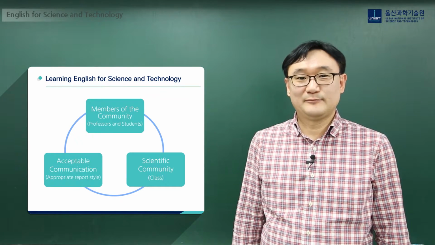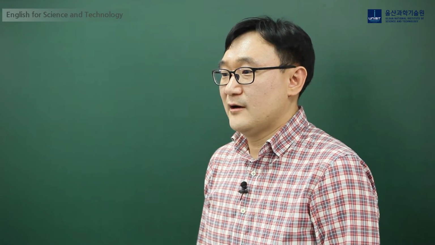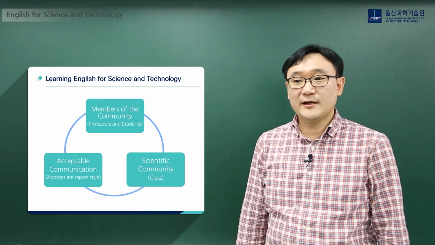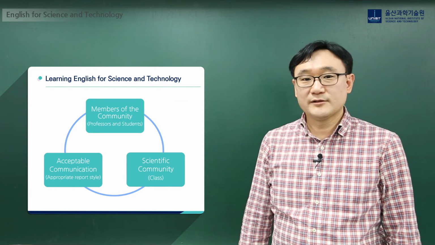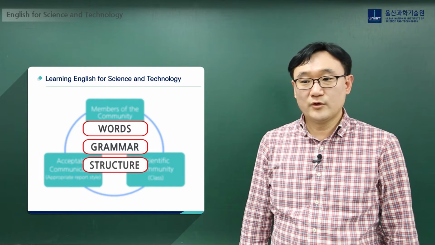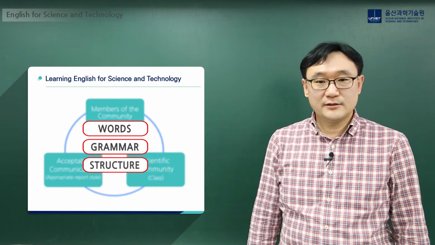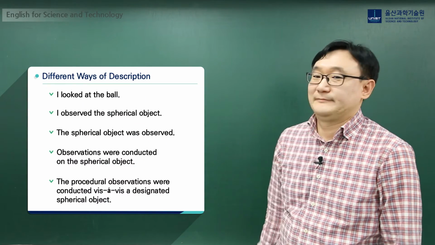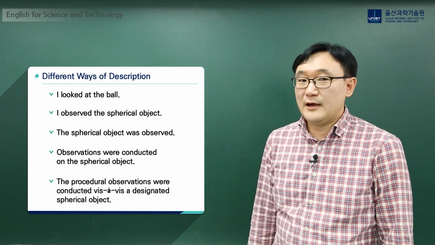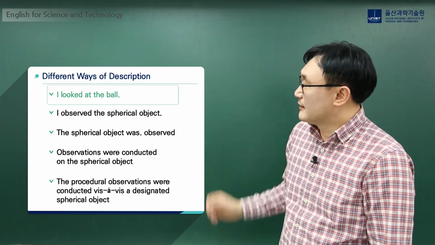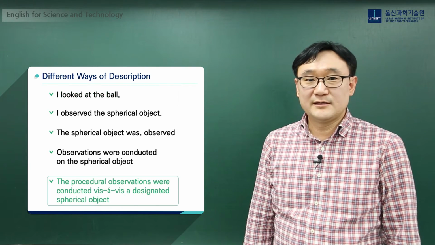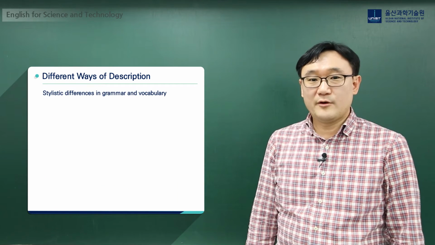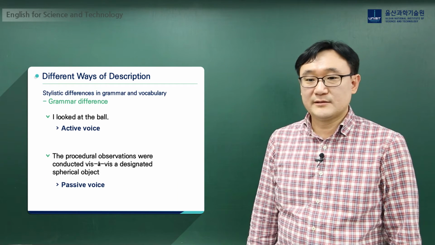And the communication in the scientific community needs training with the understanding of the readers, acceptable communication style, and the community itself. As we discussed so far, in English for Science and Technology and its scientific writing, there are discernible characteristics in terms of words, grammar, and structure. Take a look at the following examples. As we see in here, the lengths of the sentences are getting longer. Other than that, there are grammar and vocabulary differences.